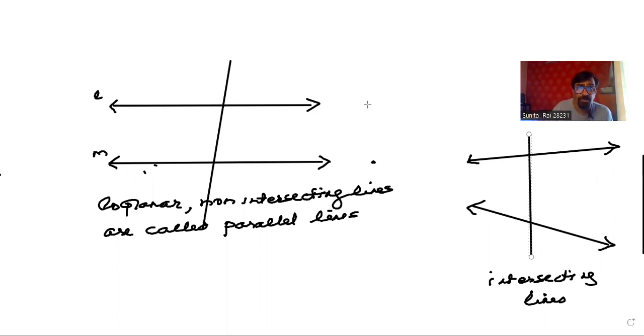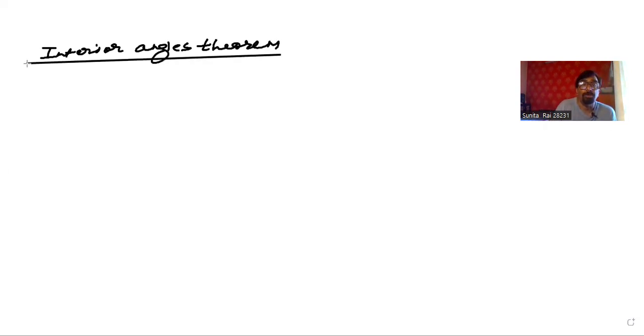Are you getting me, children? Now, I am coming to a very important thing. Try to understand the name of one theorem I'm going to write here. The very first theorem you're going to learn, remember this: interior angles theorem. What is it called? Interior angles theorem. Now look here, children. This is very, very important, okay? Not the proof of it, the statement.